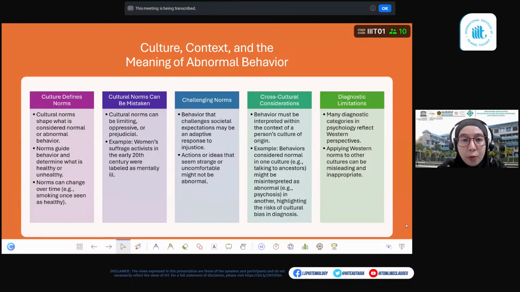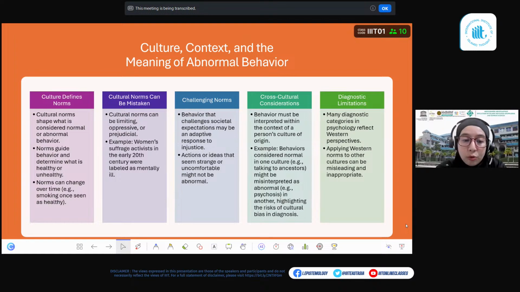So I also would like to share with you about culture, context, and its relationship with the definition of abnormal behavior. In modern psychology, cultural norms are central to what we consider normal or abnormal. And these norms guide how people behave and define what is healthy or unhealthy. But norms are not static. Norms evolve over time. For example, the earlier example that I've shared with you, smoking. Smoking was once considered a healthy and sophisticated habit in the 1950s. But today, it's widely recognized as harmful.